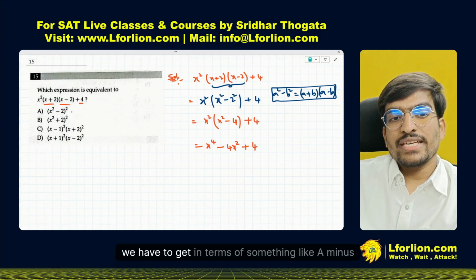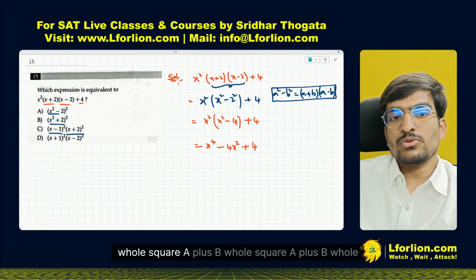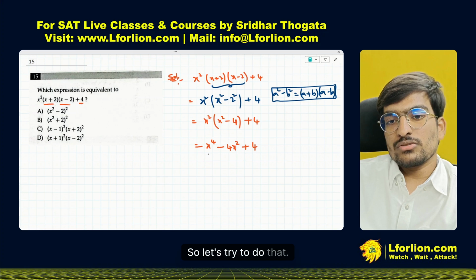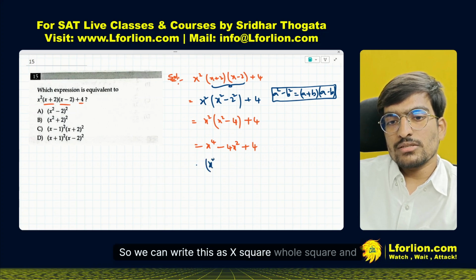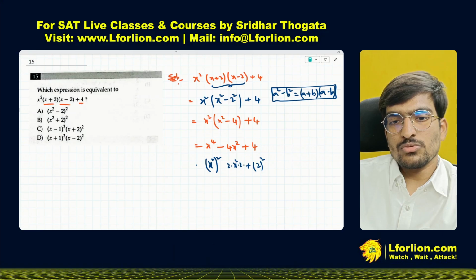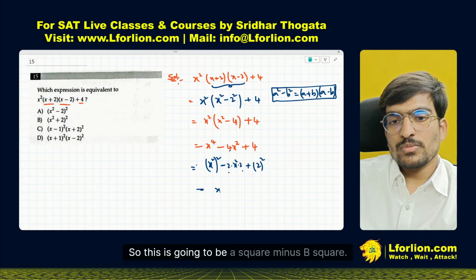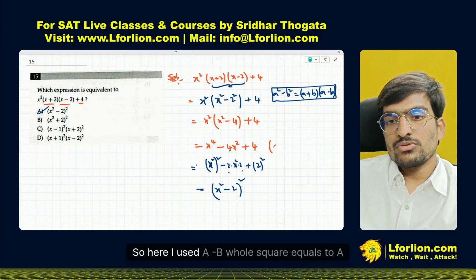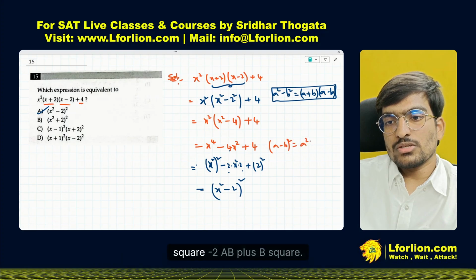We have to get it in terms of something like a minus b whole square or a plus b whole square. So let's try to do that. We can write this as x square whole square and this as 2 square. So this is going to be 2ab. 2 into a is x square, b is 2. So maybe something like this. Yes, 2 into 2 is 4x square, satisfied. So this is going to be a square minus b square.